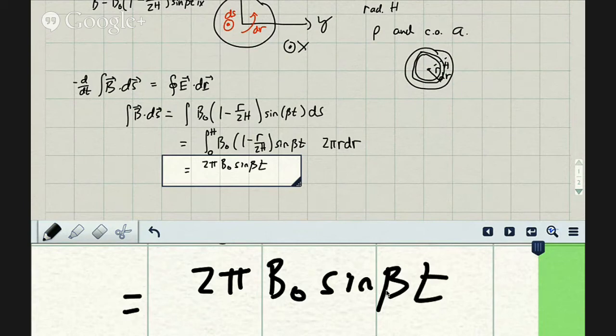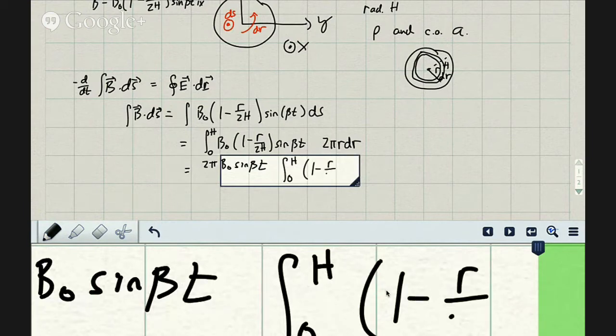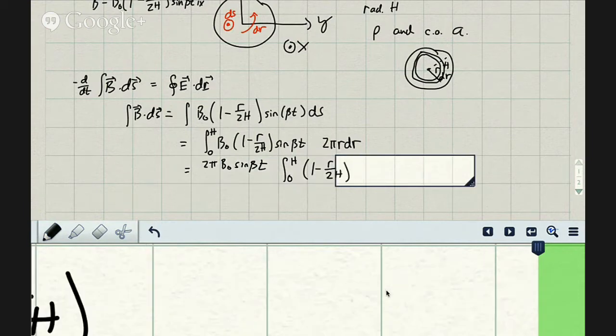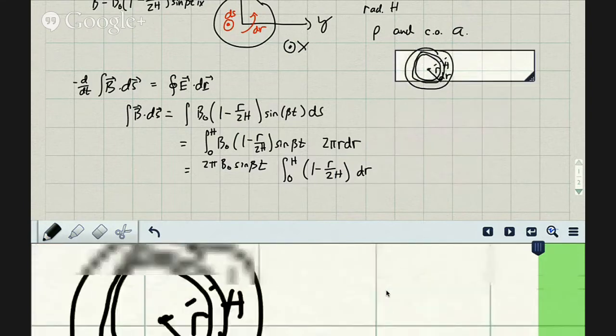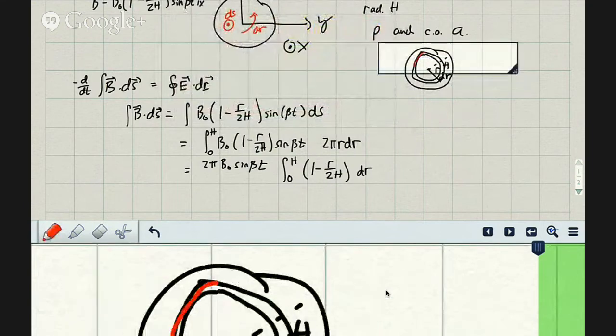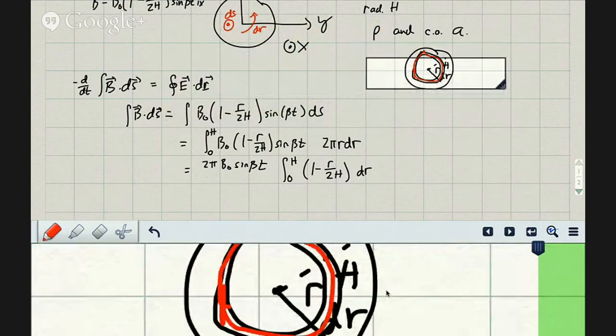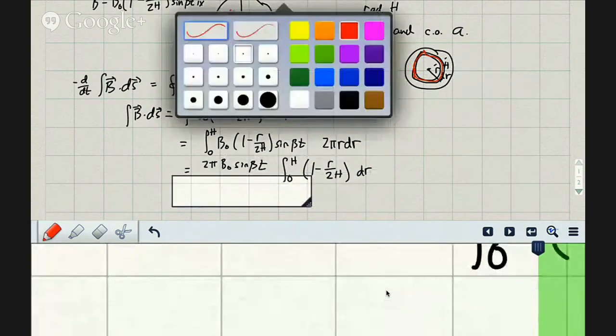Also, if you see a mistake or anything as we go, just let me know, and we'll fix it. So the integral from 0 to h of 1 minus r over 2h, dr. What we're doing is summing over rings with this much area. This is the area of this ring here, and we're going to sum all those rings from r equal to 0 all the way up to r equal to h.